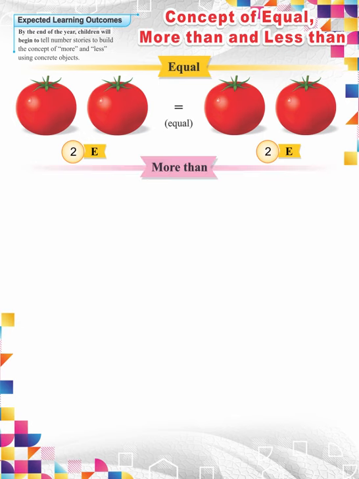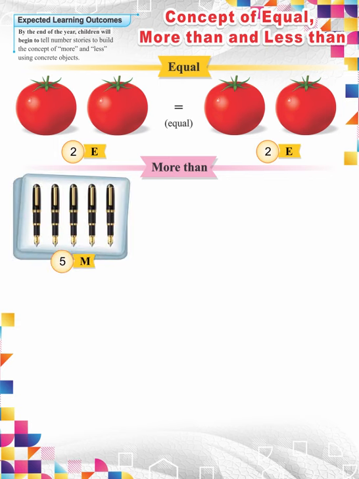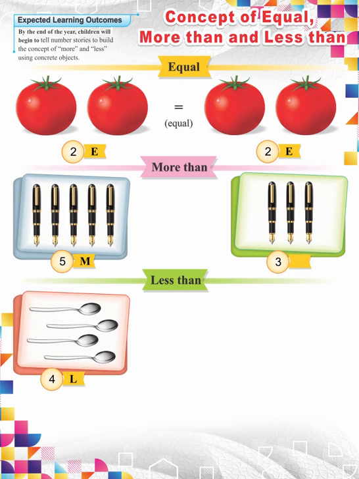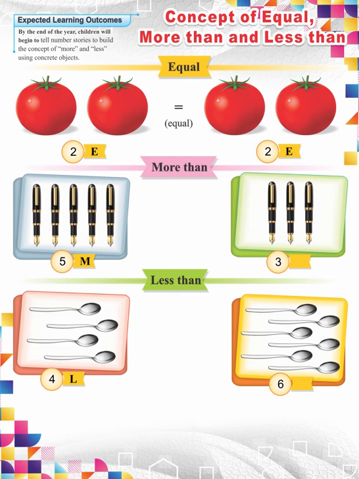More than. There are 5 fountain pens on the left side box, which are more than 3 on the right side. Less than. There are 4 spoons on the left side box, which are lesser than 6 on the right side.